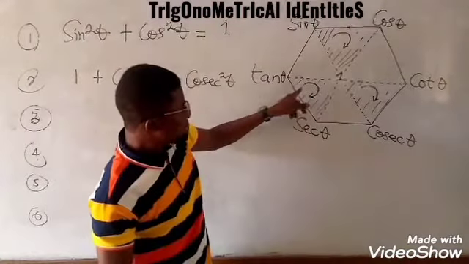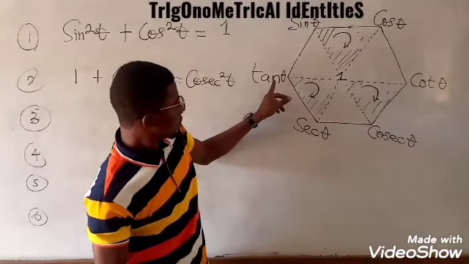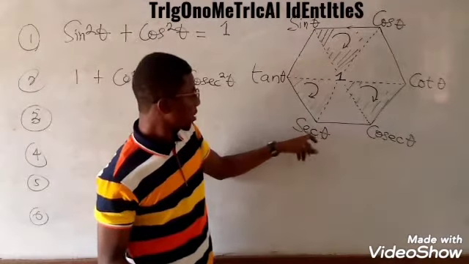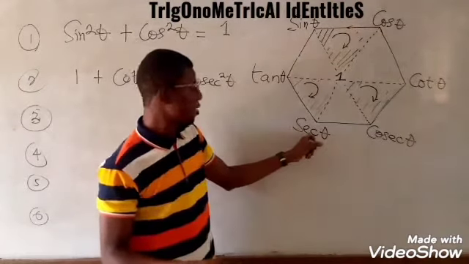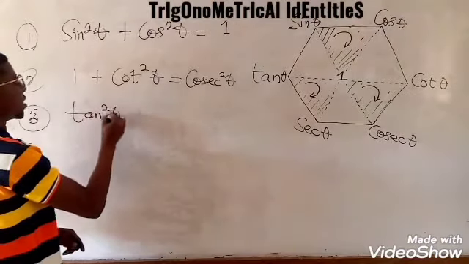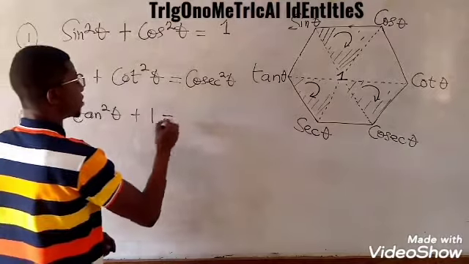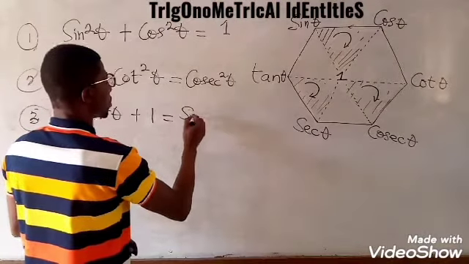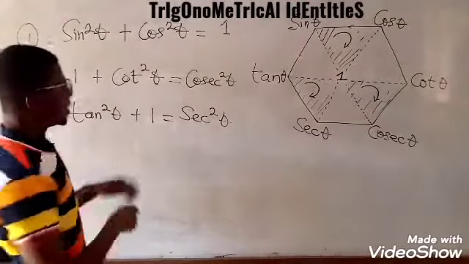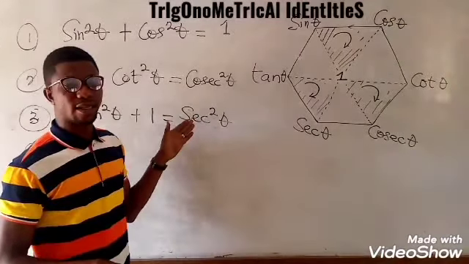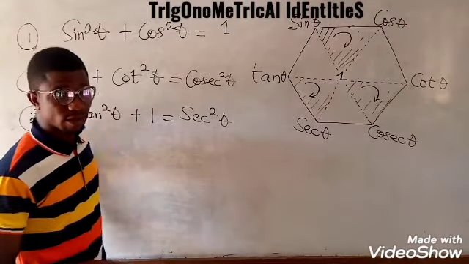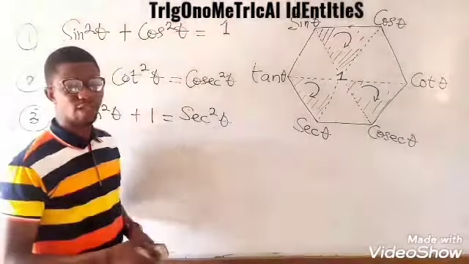You come to this area too. Tan squared theta plus 1 squared, which is the same as 1, is equal to sec squared theta. So we have tan squared theta plus 1 is equal to sec squared theta. These are some other identities that can be derived from this hexagon.